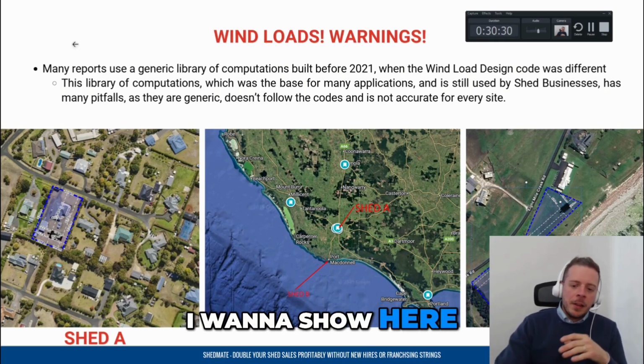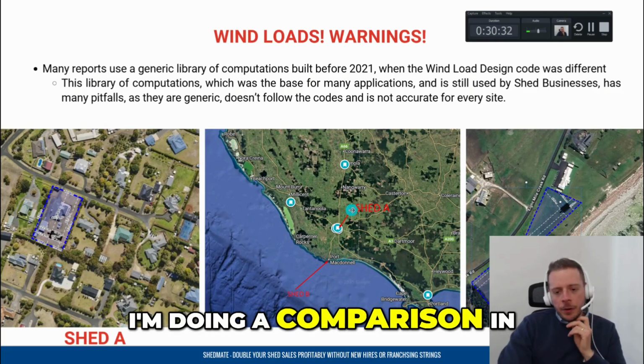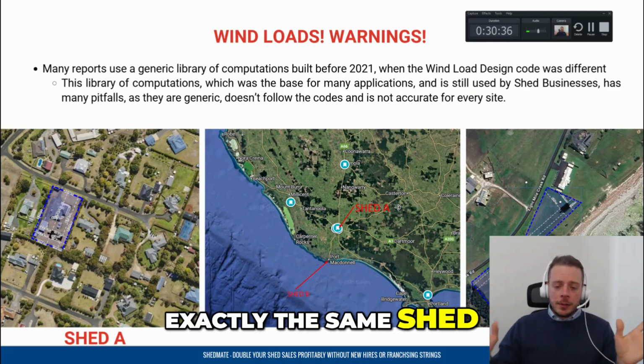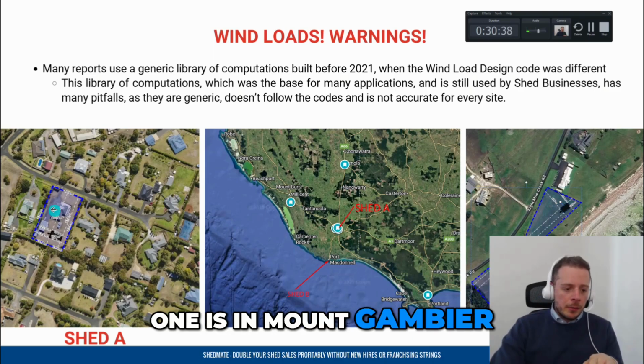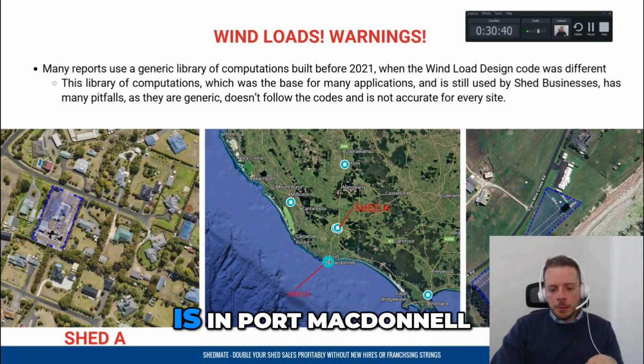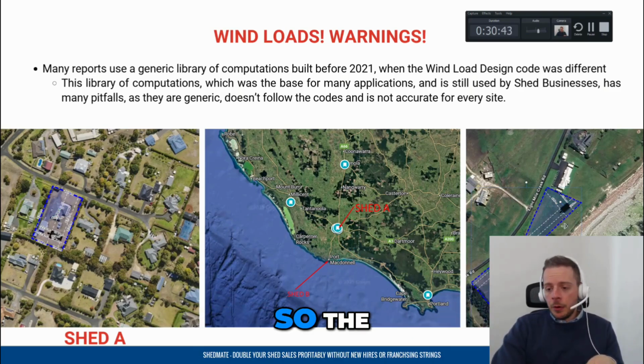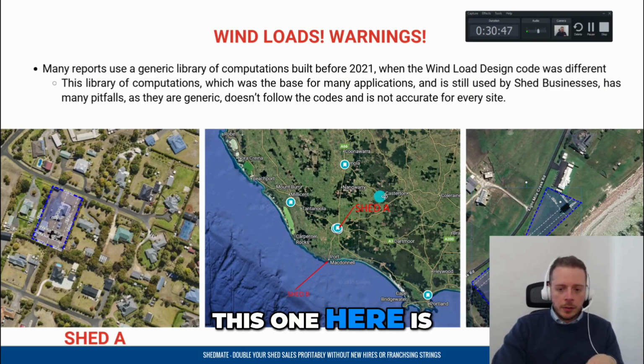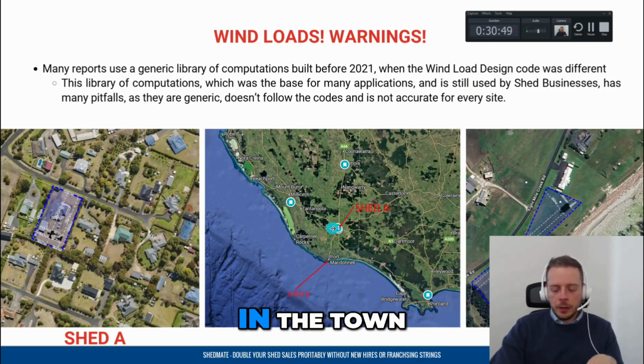I'm doing a comparison with two sheds. They're both region A, exactly the same shed. One is in Mount Gambier, in the middle of the town. The other one is in Port Macdonnell. The Port Macdonnell one is kind of in front of the ocean, as you can see. This one here is enclosed in the town.